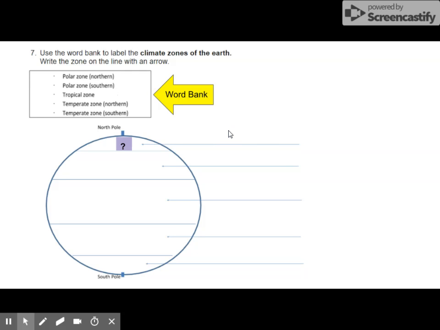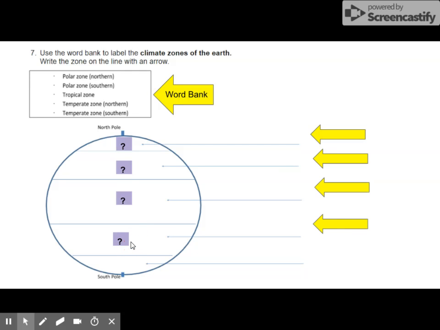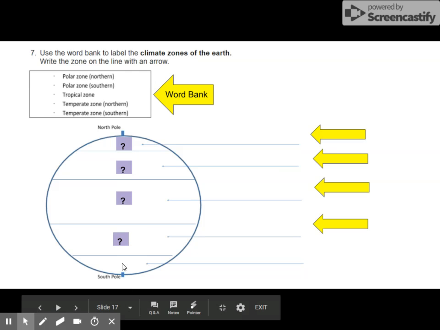What zone is here? Use your word bank. Write the answer on this line. What zone is here? Use your word bank. Write the answer on this line. What zone is here? Use your word bank. Write the answer on this line. What climate zone is here? Use your word bank. Write your answer on this line. What zone is here? Use your word bank. Write the answer on this line.